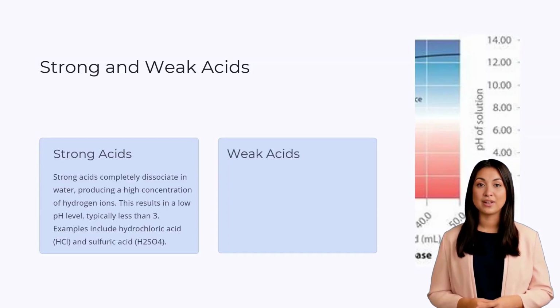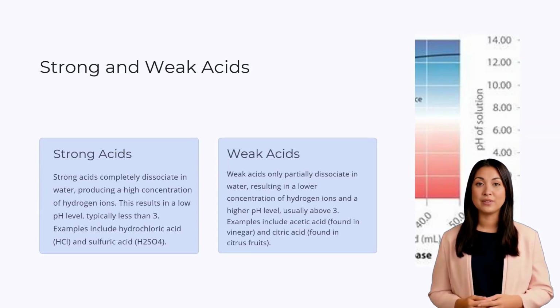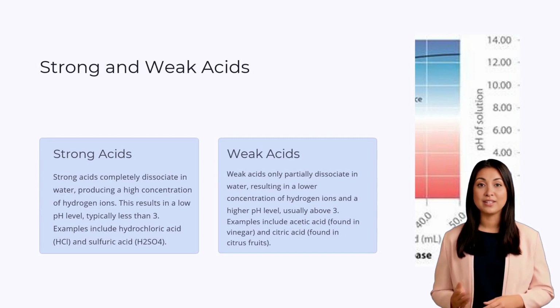Acids and bases are compounds found in many items from food to medicine. Strong acids are more powerful and have a lower pH level, dissociating completely in water to produce a high concentration of hydrogen ions, with hydrochloric acid and sulfuric acid as two examples. Weak acids with a higher pH level partially dissociate in water, with acetic acid in vinegar and citric acid in citrus fruits as well-known ones. Understanding the difference between these two types is important for practical applications in life.